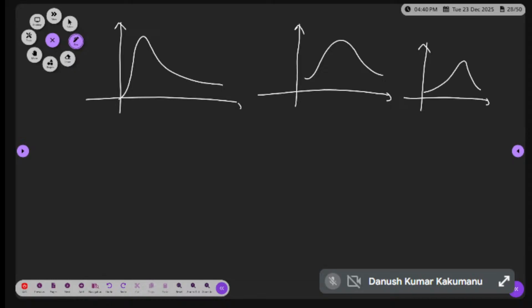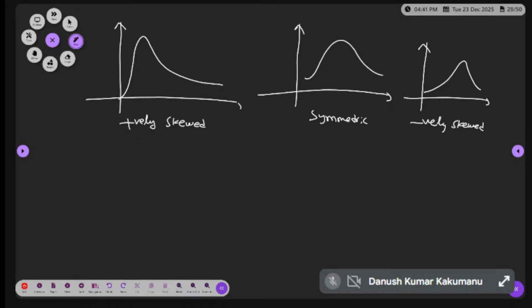See here, where values are more: for x, beginning values are more; for x, last values are more. Here it is symmetric. This is called positively skewed diagram, positively skewed, and this is symmetric, and this is negatively skewed. Positively skewed, symmetric, negatively skewed.